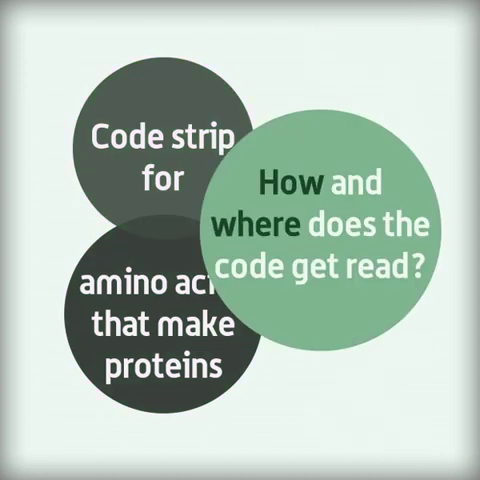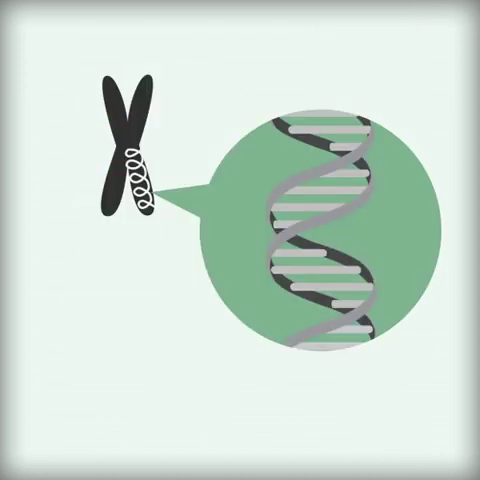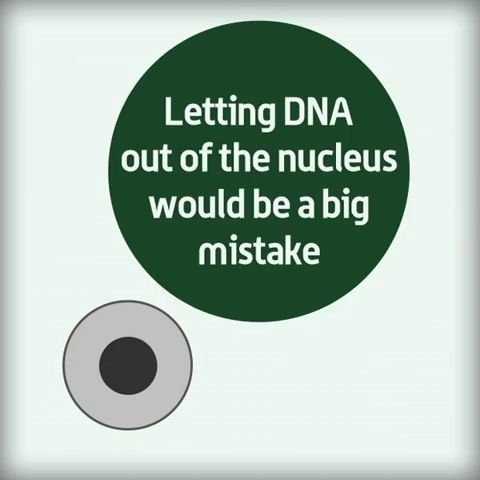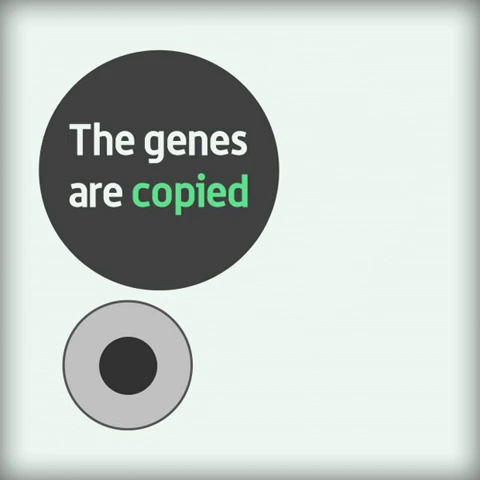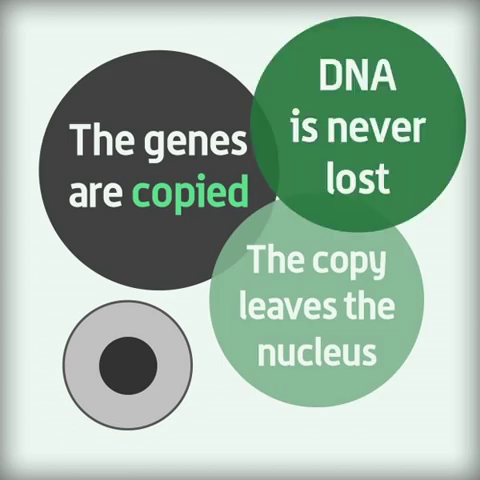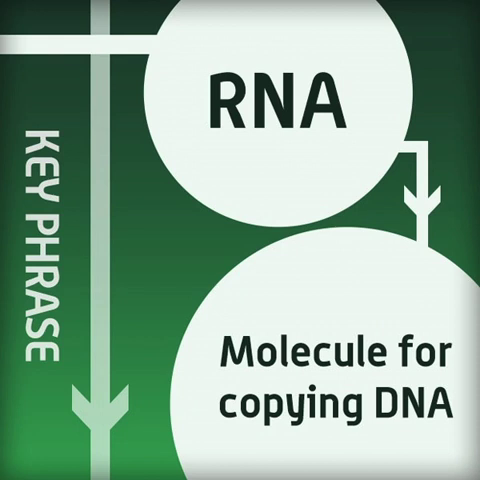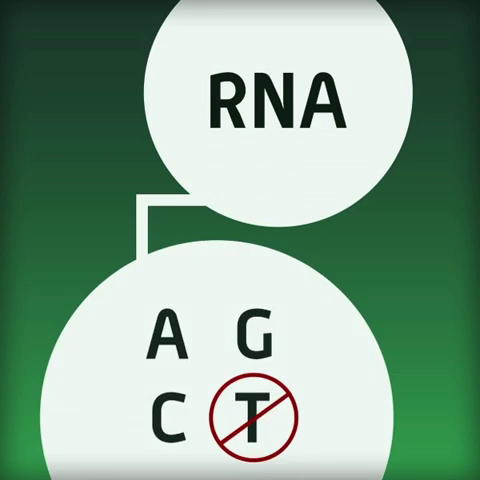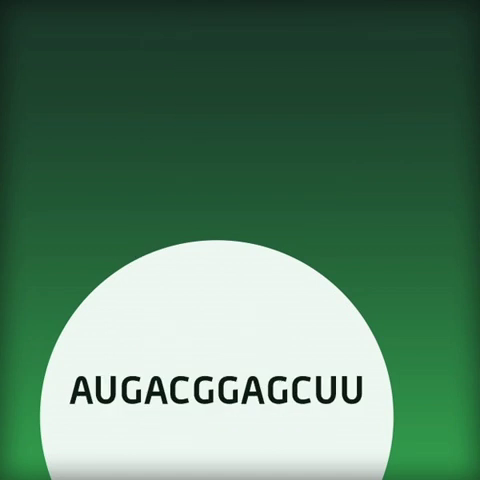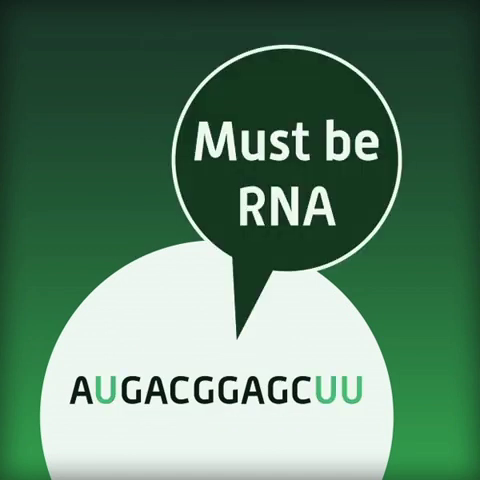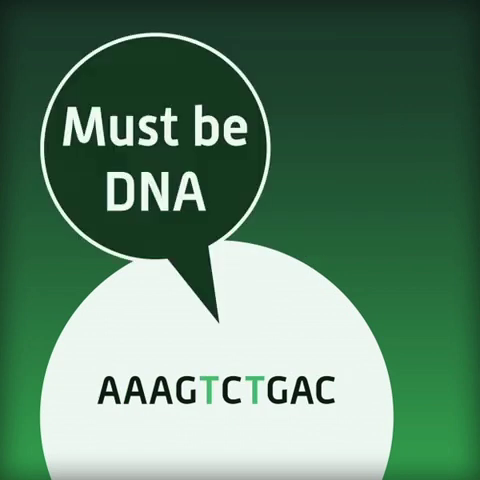But how and where does the code get read? DNA is in the chromosomes in the cell nucleus. Letting DNA out of the nucleus for protein synthesis would be a big mistake. Instead, the genes are copied, and it's the copy that leaves the nucleus. That way, the original DNA is never lost. The molecule that does the copying is called RNA. There's a difference between RNA and DNA in that RNA uses the bases A, G and C, but not T. Instead, it has a base U. So if you look at a nucleic acid sequence and see the letter U, you know it must be RNA. If it includes base T, then it must be DNA.